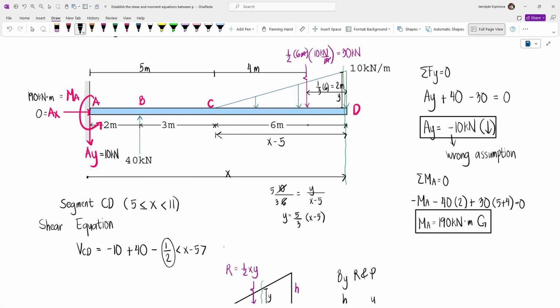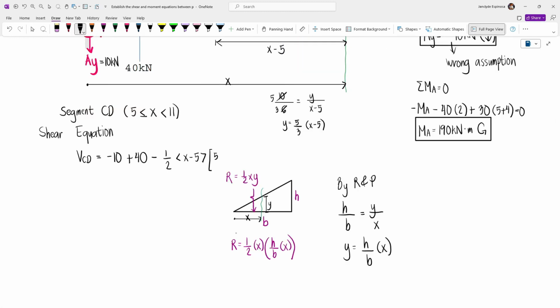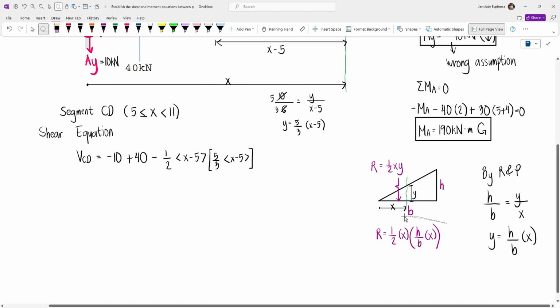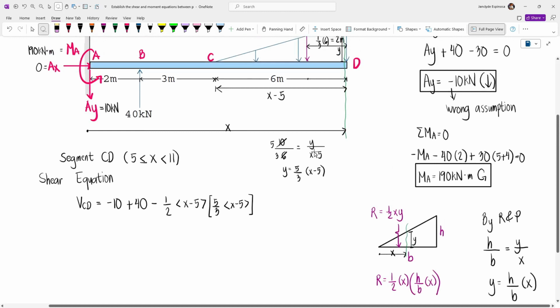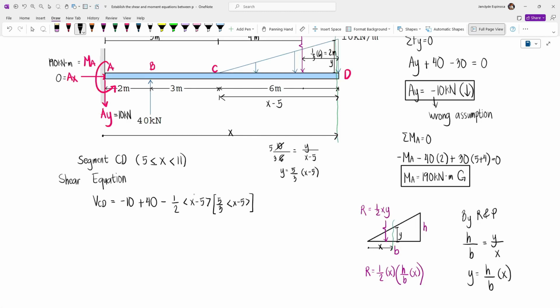So this is 1/2 times the base multiplied by the height, which is 5/3 times x minus 5. So we essentially just have this form where h is this value 10, b is 6 or the base of the triangle. But then this is where you have to be careful. Always check the distance in terms of x. And so that's why this is x minus 5. And so we now have our shear equation.